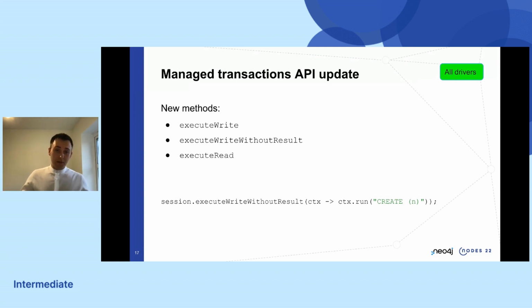So the new methods are called execute write, without results for API types where it makes sense, and then execute read as well. So the previous example can be translated to this single liner. Functionally, pretty much the same.